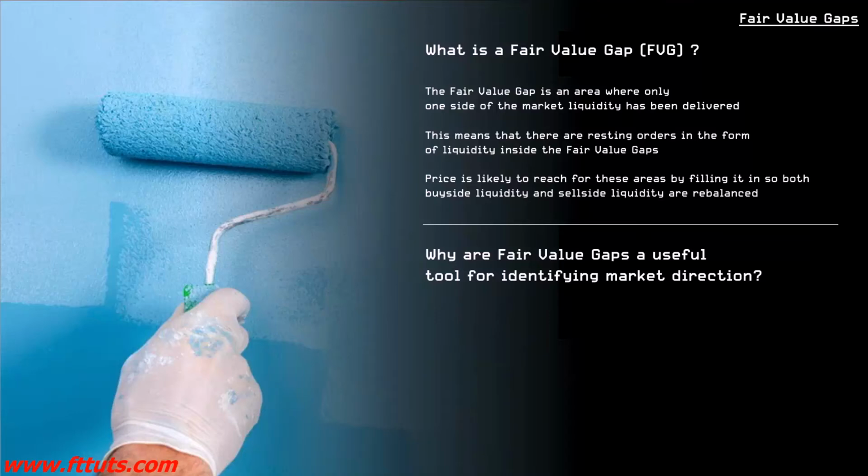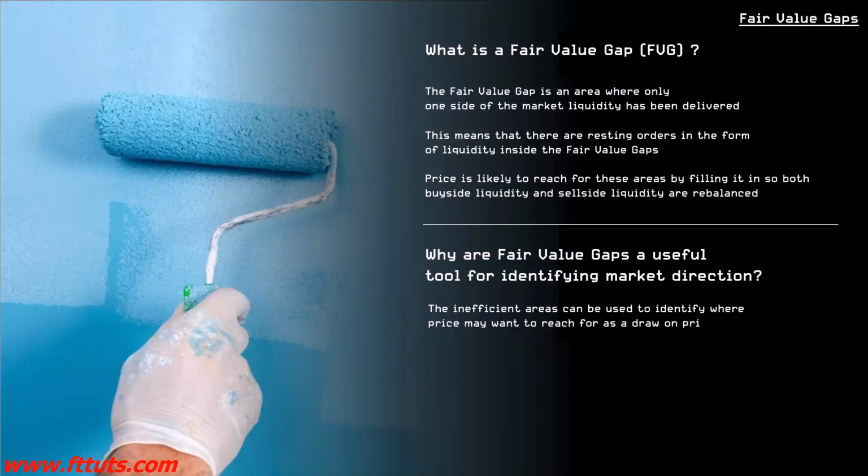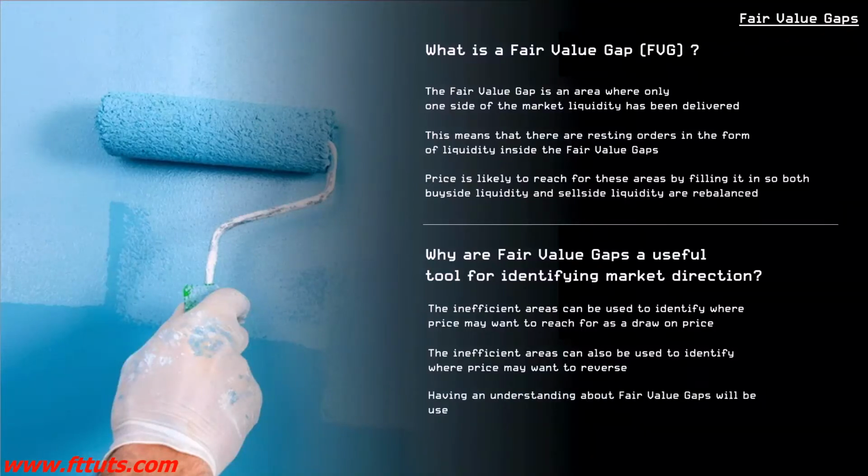Why are fair value gaps a useful tool for identifying market direction? The inefficient areas can be used to identify where price may want to reach for as a draw on price. The inefficient areas can also be used to identify where price may want to reverse. Having an understanding about fair value gaps will be useful to navigate through the markets.